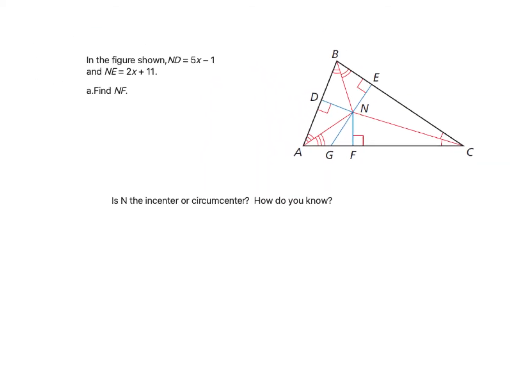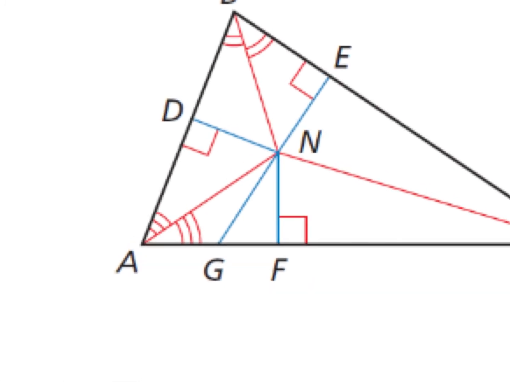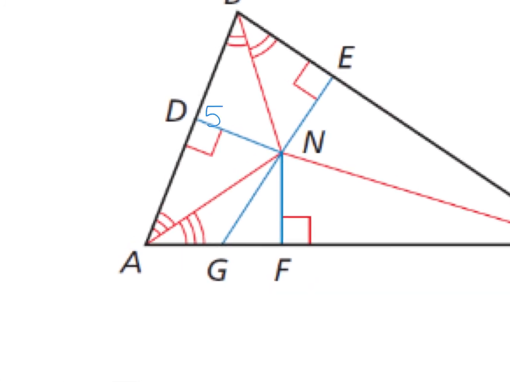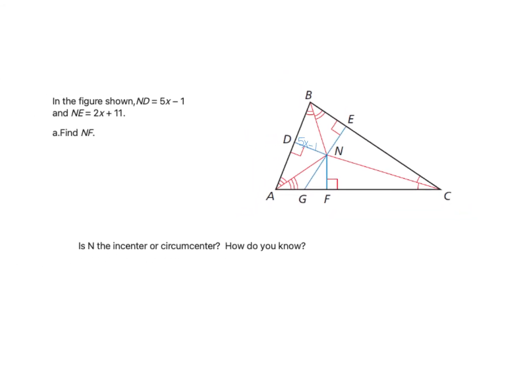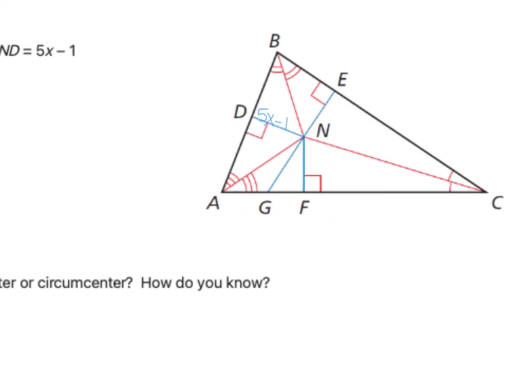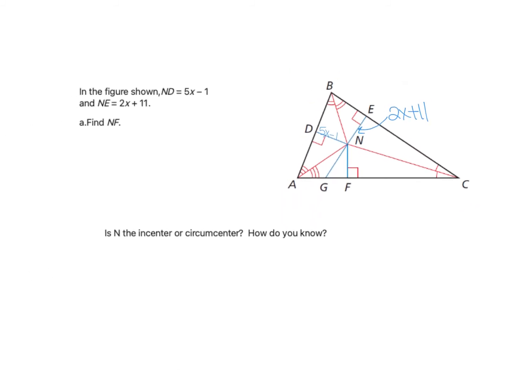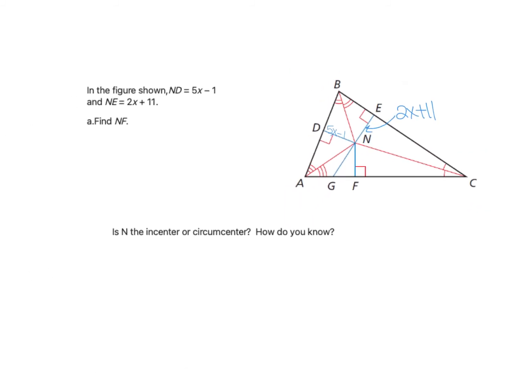So if we look at our picture, we have ND is 5x minus 1. If we zoom in here, ND is 5x minus 1. And NE is 2x plus 11. NE, that's this one over here, is 2x plus 11. So there's our given information, if we want to think about it that way. And we want to find NF, which is this other blue segment here that we don't know anything about.